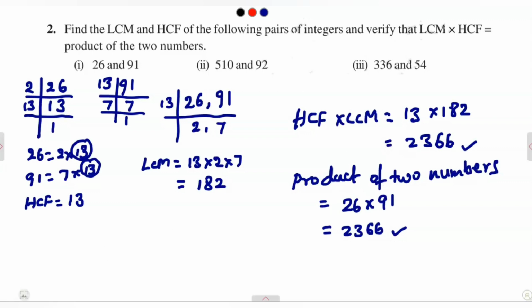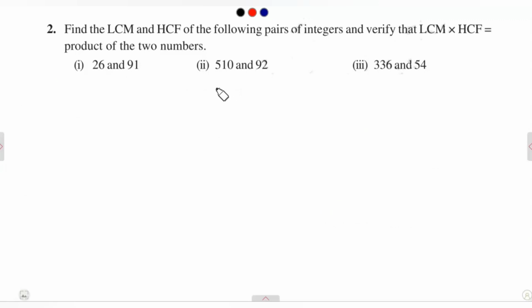Let's go to the second point. Now let us see the second question in this: 510 and 92. So let's find out the HCF of these two numbers first by using, as usual, the prime factorization method. So 510 I'll take and prime factorize it. As the last digit is 0, I'll take 5 table. 5 tens are 50, 1 remainder, 5 twos are 10. Next I'll take 2 table, 2 fives are 10, 2 ones are 2.